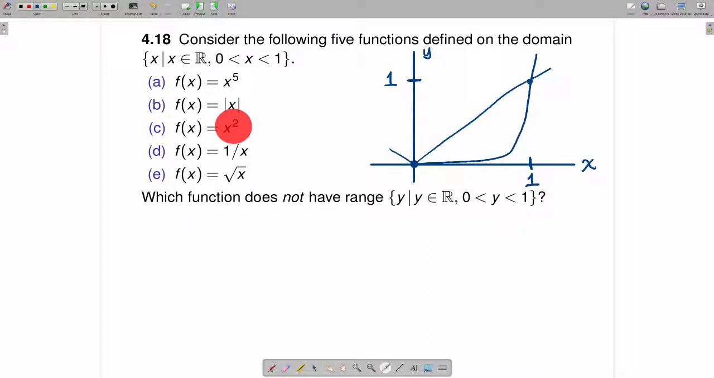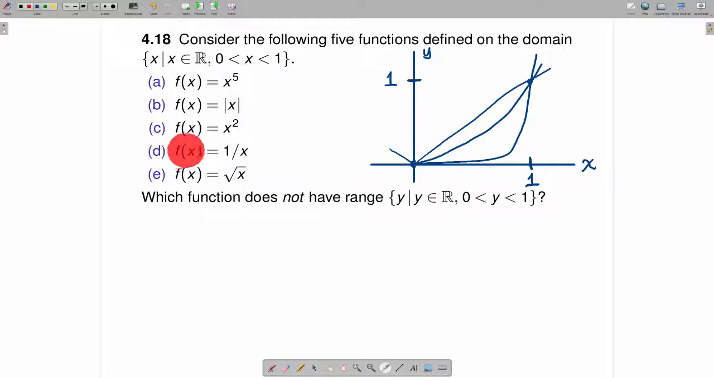Next one, y equals x squared. That one also connects 0, 0 and 1, 1, and it does it in a fashion that looks something like this. That's a parabola, and in the opposite direction it gives you the mirror image. It's an even function, just like the other two that we've hit so far. Well, that one on the domain 0, 1 also has a range of 0, 1, so that one is not the answer.